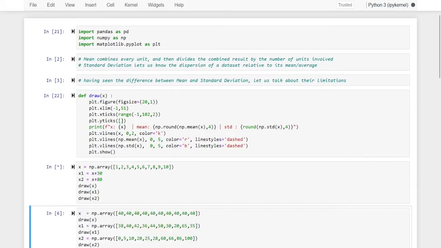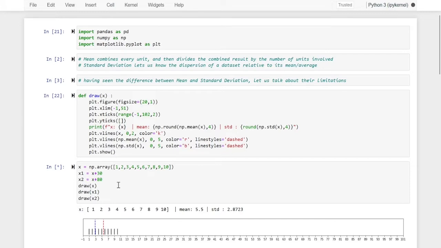So we are creating three data sets. X is 1 to 10 with a jump of 1. X1 is X plus 30. That means 31 to 40. Again, the jump is only 1: 31, 32. And X2 is X plus 80. That means 81, 82. Again, a jump of 1.